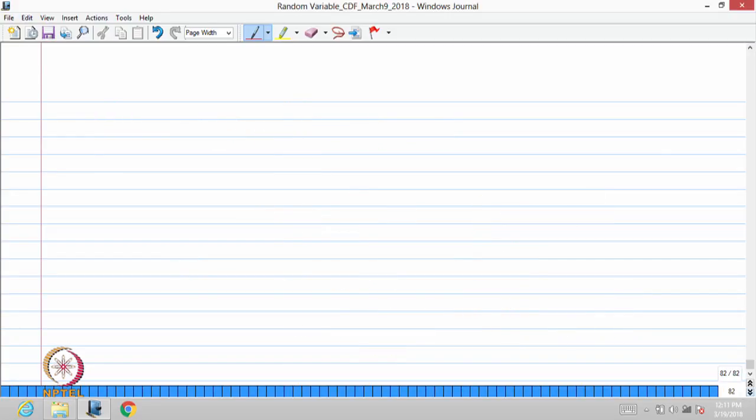The MGF of X is the same as 1 by n summation e power t times xi, where i is running from 1 to n. Because the probability mass function at X equal to x is 1 by n, that can be taken out. So the summation of e power t times xi, i equal to 1 to n, with the multiplication 1 by n will give the moment generating function for the discrete uniform distributed random variable.